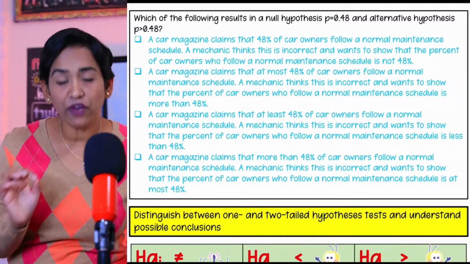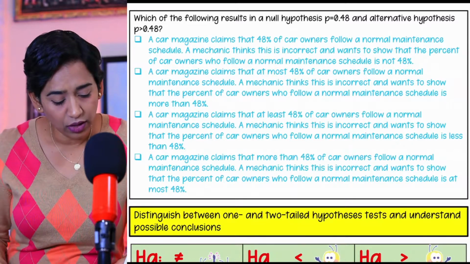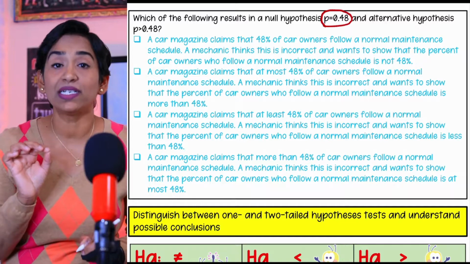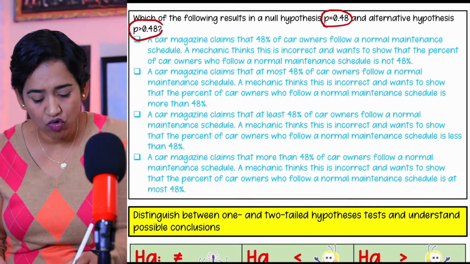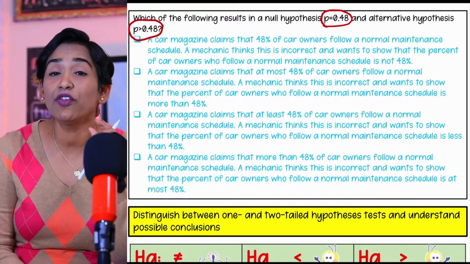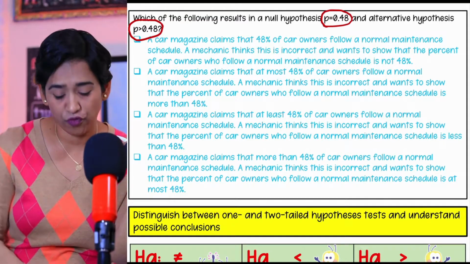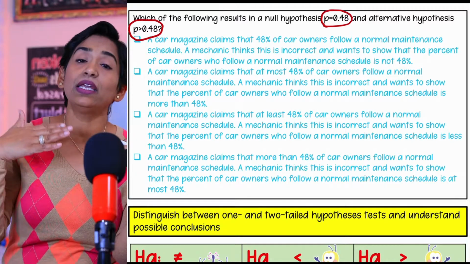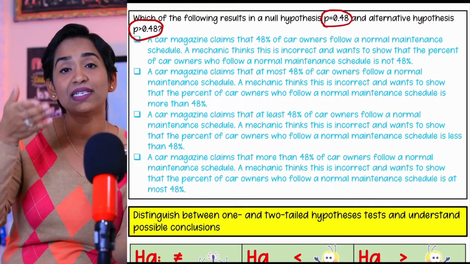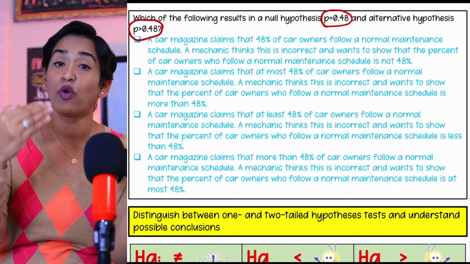All right, which of the following results in a null hypothesis? So my null hypothesis is equal to 0.48. Look at my alternative. My alternative is greater than 0.48. So my keywords here is I'm looking for something where they want to prove it's greater than 0.48. So let's go ahead and look. See, in this particular problem, I don't even know what they're looking at. Just looking at my null and alternative, I know that they want to prove it's greater than 48% or 0.48.